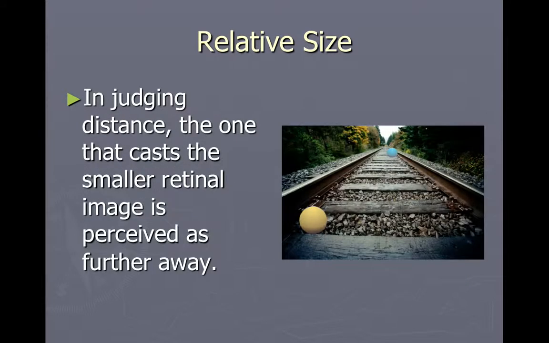First one that we're going to be talking about is relative size. So in judging the distance, the one that casts a smaller retinal image is perceived as further away. So using even just one eye alone, you know that the yellow circle in the very front, the yellow ball, is giving a bigger retinal image. The blue one in the back casts a smaller retinal image. So relative size helps us perceive depth. The smaller the image, the further away we perceive it.